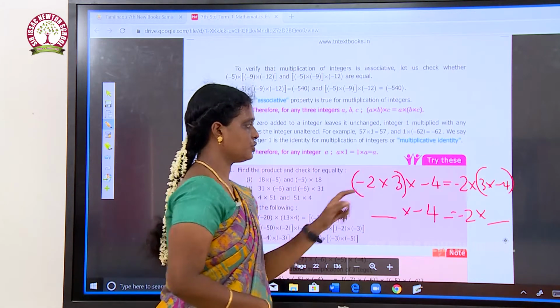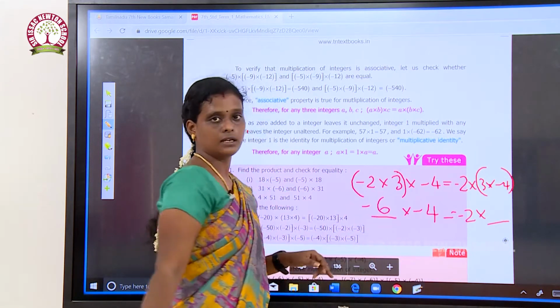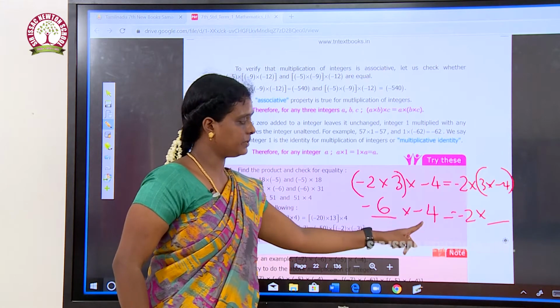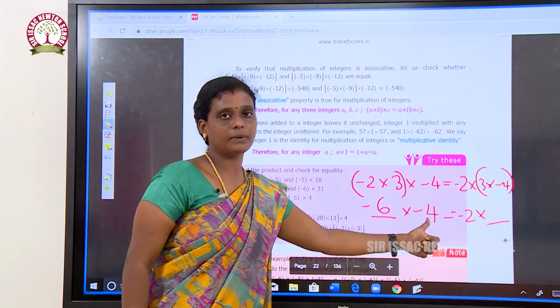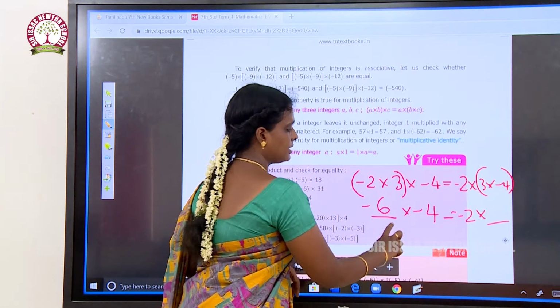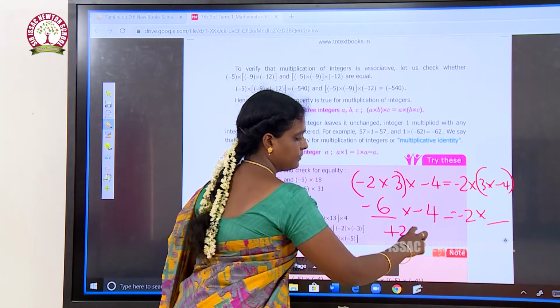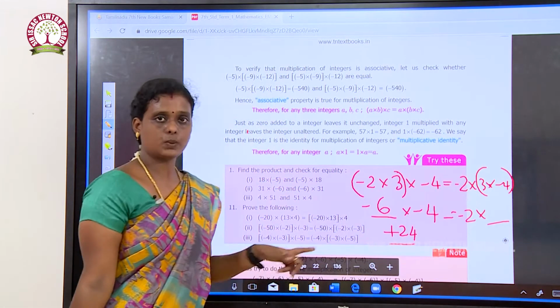Minus into plus will become minus, and 2 3s are 6. So the answer is minus 6. And again we are having this 4 here, minus 4 here. So it is minus 6 into minus 4. Minus into minus will become plus, and 6 into 4, 6 4s are 24.